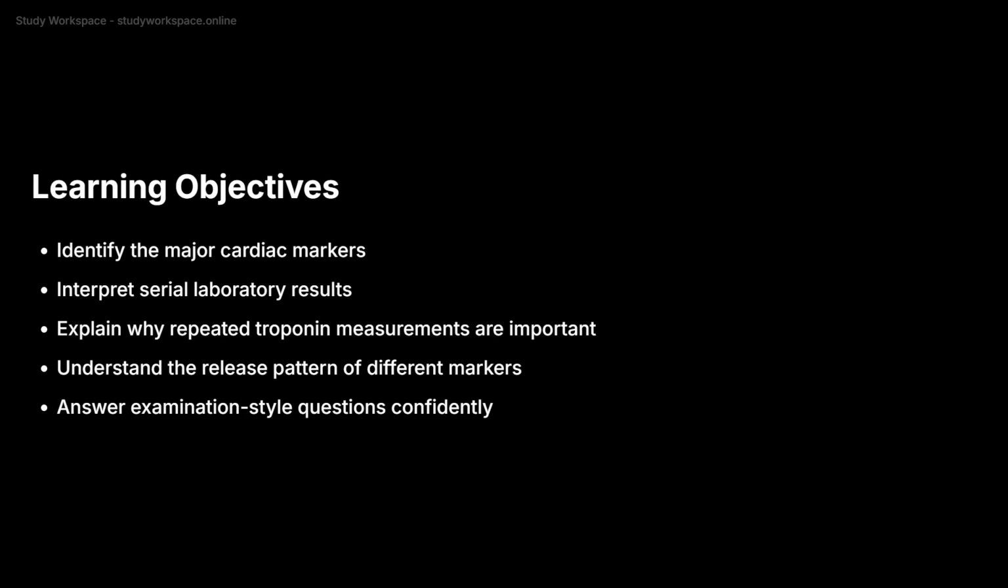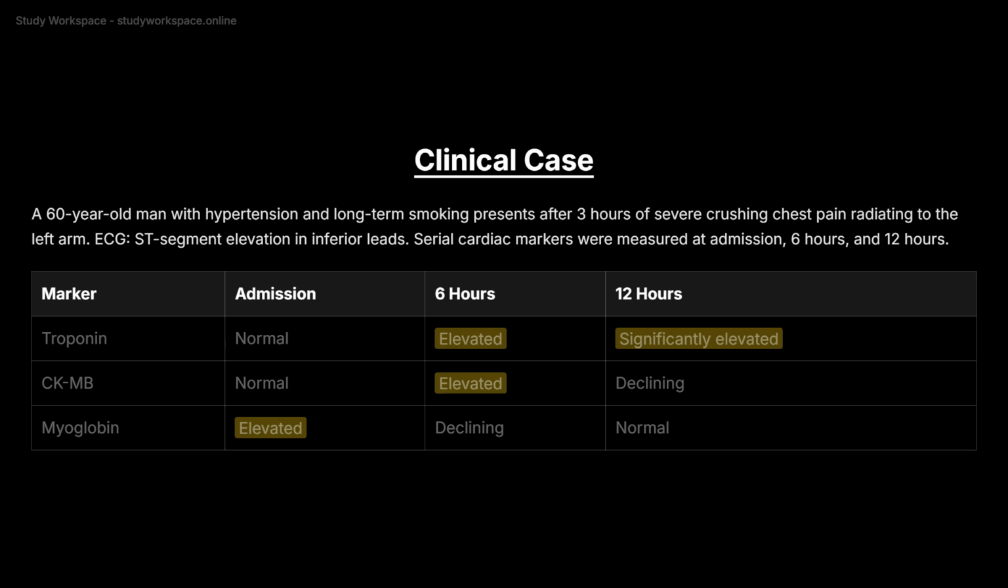By the end of this lesson, you should be able to identify the major cardiac markers, interpret serial laboratory results, explain why repeated troponin measurements are important, understand the release pattern of different markers after myocardial injury, and confidently answer examination-style questions. Let's begin with a clinical case.